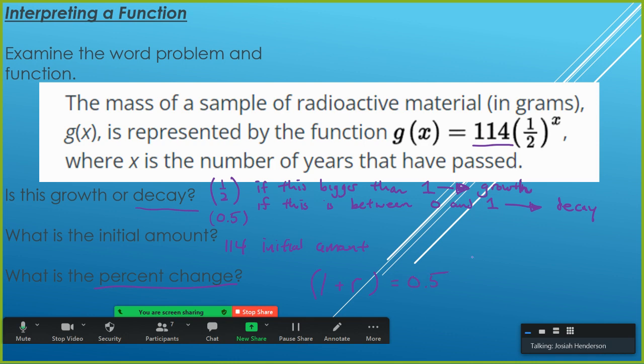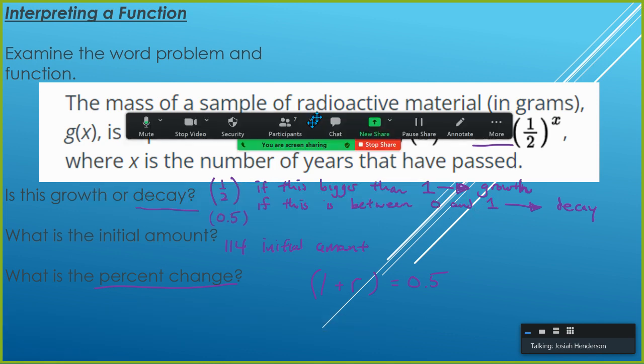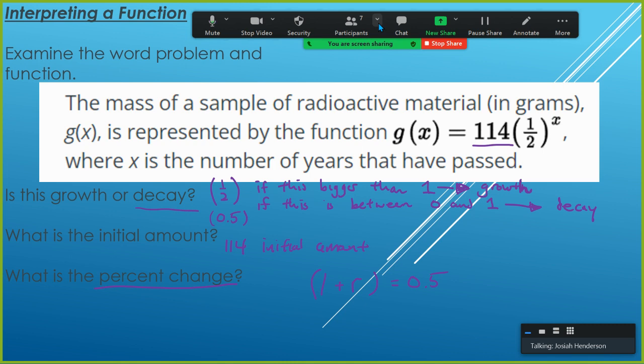We can solve this little mini equation I just formed for r. We know that the parentheses is 1 plus r for all of our problems. And if you have a problem like this given to you with any number in the parentheses, you can set it equal to 1 plus r and solve for r to find the percent change.